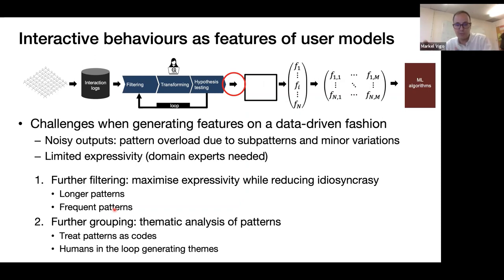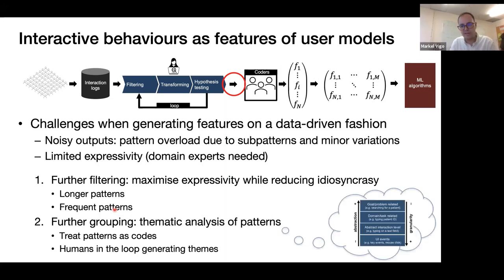And then you can do further grouping by doing, we said, why don't we do some kind of thematic analysis of patterns? You know, it's something that you typically do in qualitative research with text or multimedia material. Why don't we give these patterns to user researchers and let them group them, right? Why don't they group the patterns and come up with themes from these patterns, and these themes would become the features, okay? So let's have some coders in between that would analyze the patterns and tell us what the themes are, and the themes become the features.